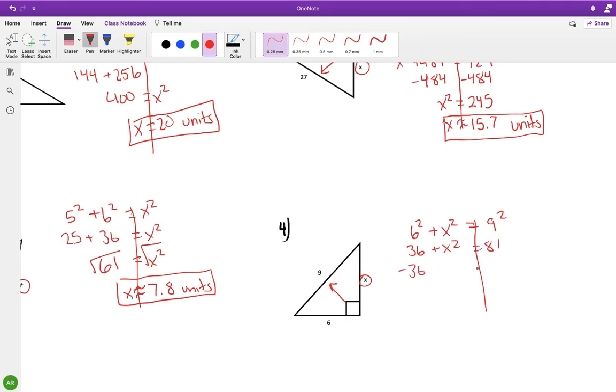Subtract 36 on both sides. X squared equals 81 minus 36. We take 36 away from 81, we get 45. So I know this is going to be a touch less than 7 because the square root of 49 is 7. So x is approximately, rounded to the tenth, 6 7/10 units. All right, so there is your answer key for the first 4 problems.